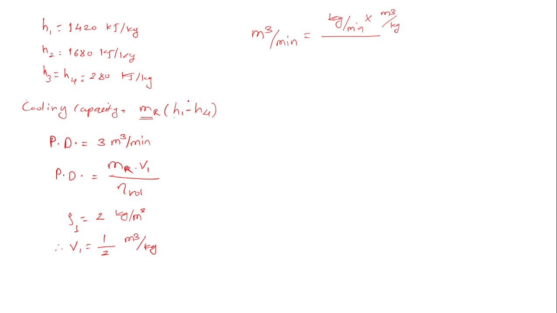So by putting these particular values over here, let's say piston displacement 3 is equal to mr into 1 by 2 divided by the volumetric efficiency. From this you can get the value of mr. You can easily calculate the mr value, which is in kg per minute. Fine. So once you get the mr, you can easily find out the cooling capacity.